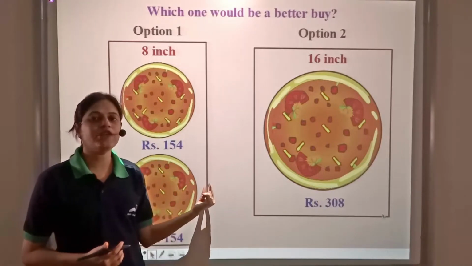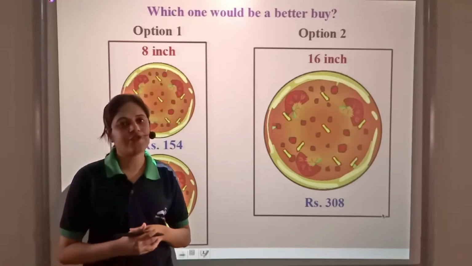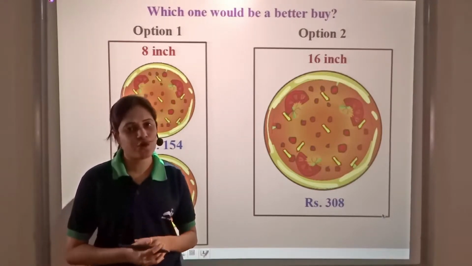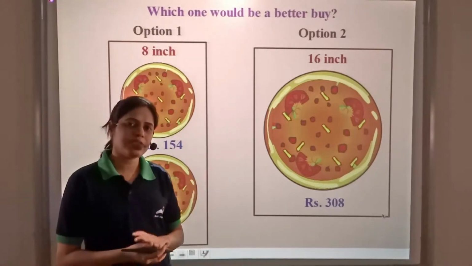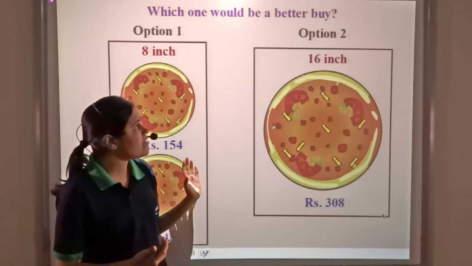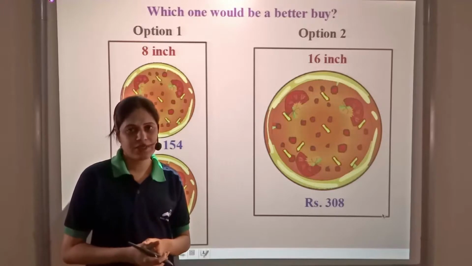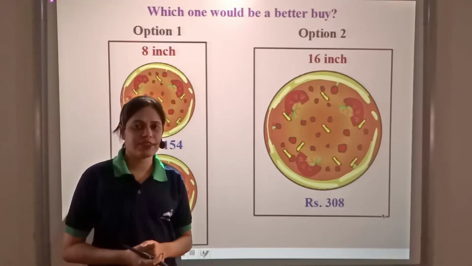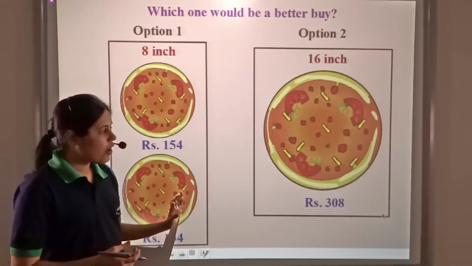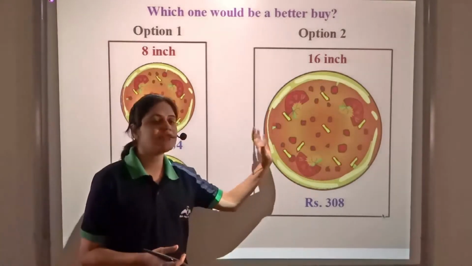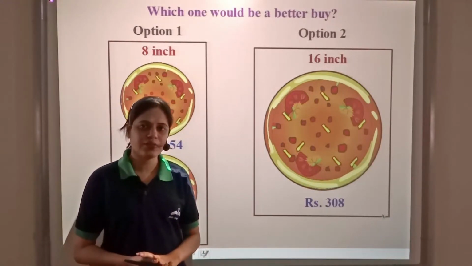So it depends on the amount of pizza they get in each option. Obviously, they would prefer an option in which they get more amount of pizza. So let us see whether they get the same amount of pizza in each option, or is there any one of the two options in which they are getting more pizza. To find the amount of pizza, we need to calculate the area of the pizza. Now we can see that the pizza is circular. So we need to find the area of a circle.